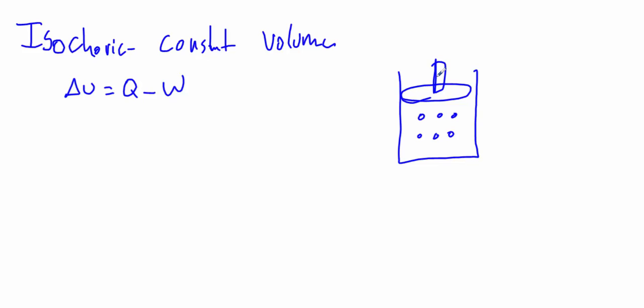Well, if this piston cannot move, no work can be done, right? I can't do work to compress the gas. Work can't be done by the gas as it expands. So what I have here is the work is equal to 0, which means the change in internal energy is equal to the heat added. No work is done. And so any heat added is going to increase the internal energy of the system. Any heat taken out is going to decrease the thermal energy of the system.